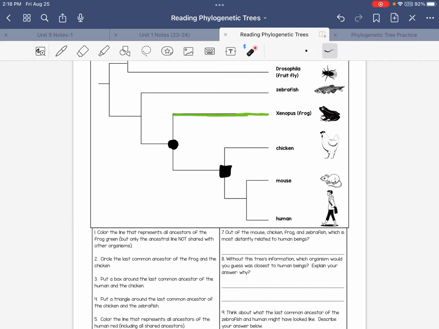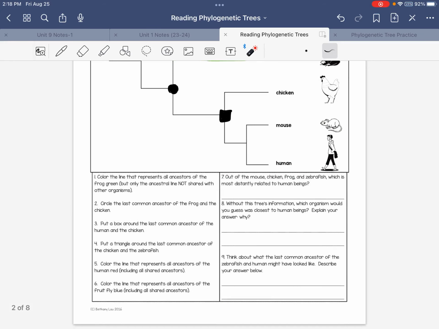And again, there's this aspect of time. So this is modern day over here. So, some time ago, our ancestor was around and we are the descendants of them.